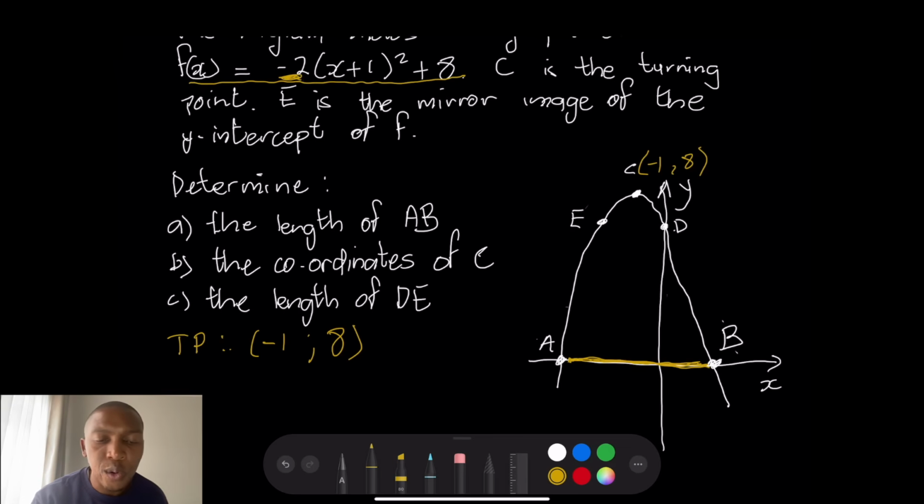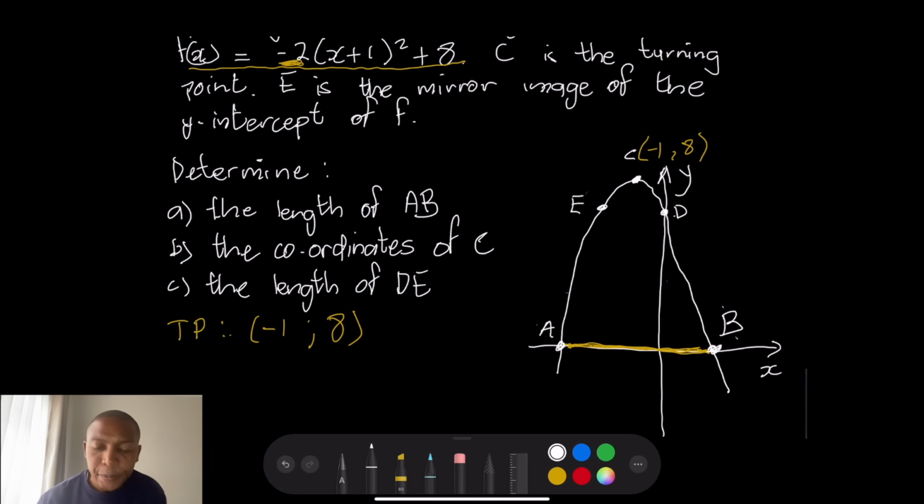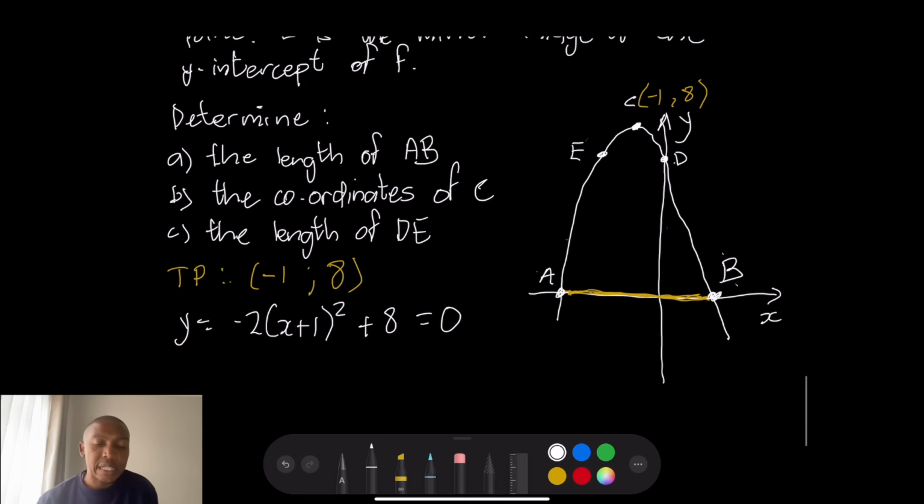There's that A value over there. It's -2. So now, how do we find the length of AB? So we said whenever you find the x-intercept, what do we do? Y has to be equal to 0, right? So what I'm going to do is take the original equation. Okay, so we know that y is equal to -2 into (x plus 1) squared plus 8, and make that equal to 0 in order for us to find our x-intercept.